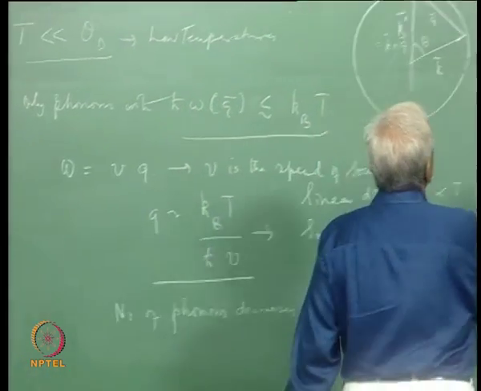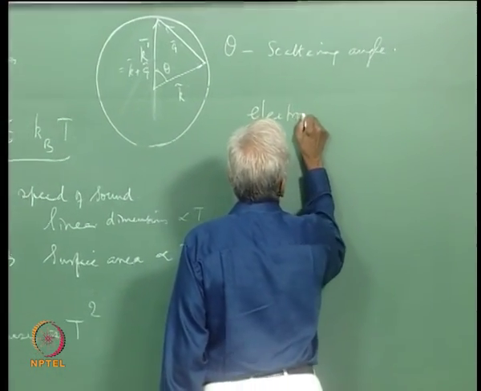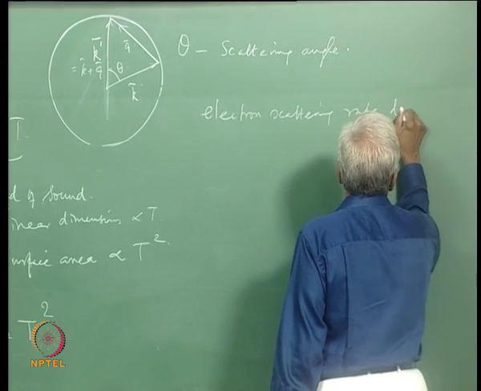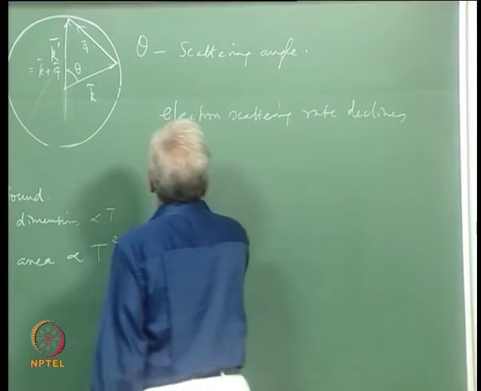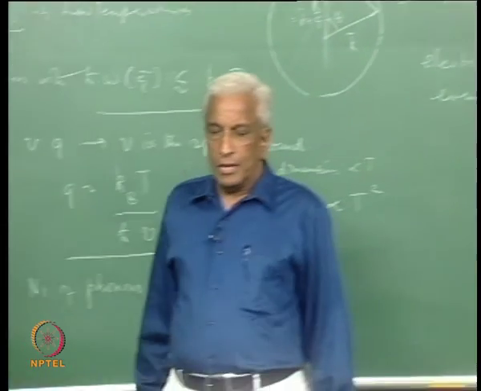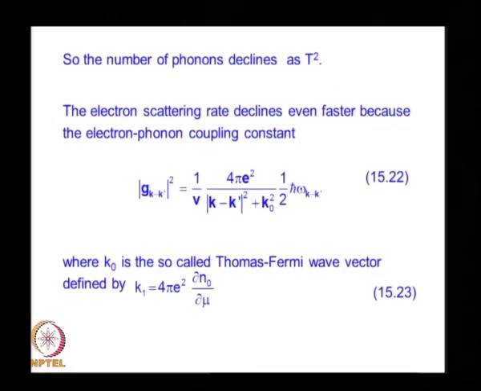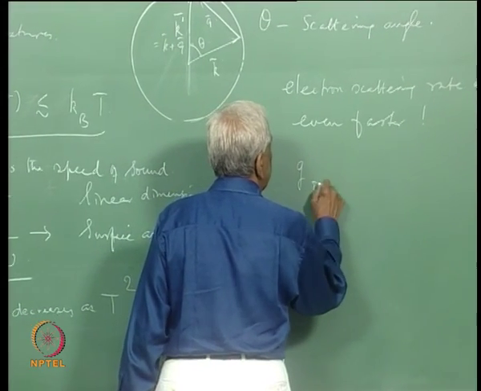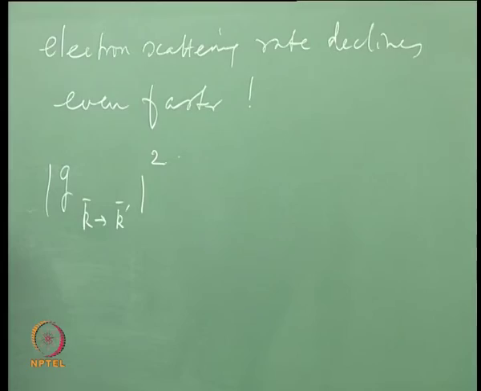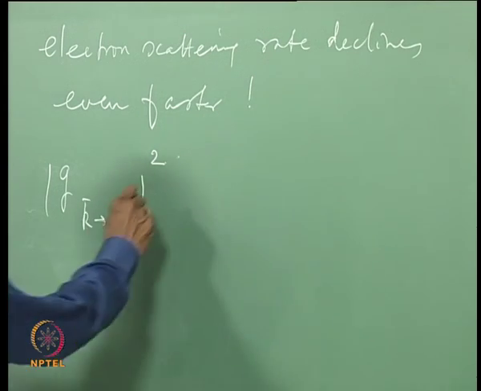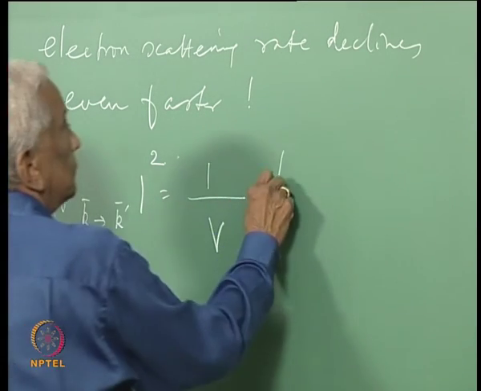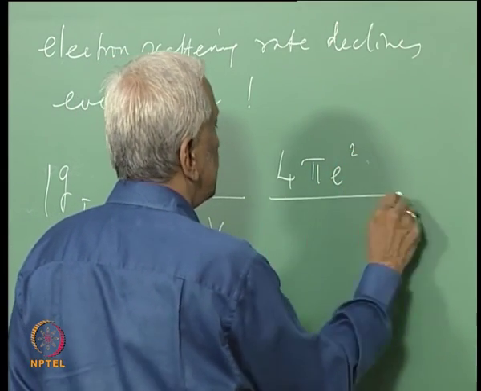Now, the electron scattering rate actually declines faster than this. This is because we have the electron phonon coupling constant whose square is given by, well, I am stating this without proof, this is a standard result.